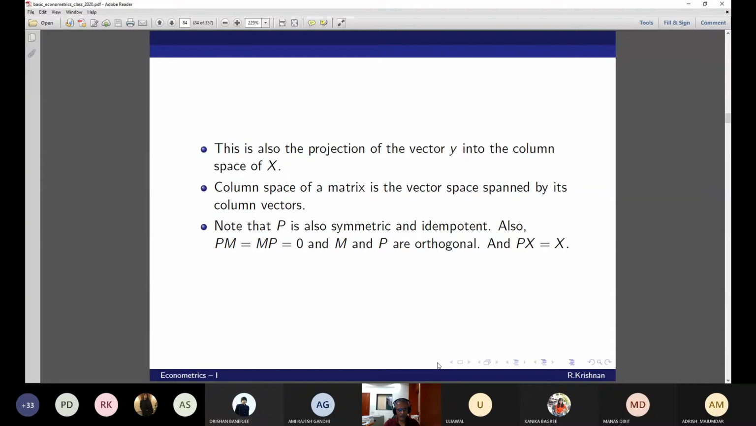Now P is also symmetric and idempotent. That is, PM equal to MP equal to 0. All this you can go and check. And M and P are orthogonal matrices. And PX equal to X.